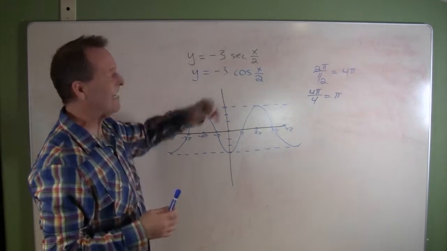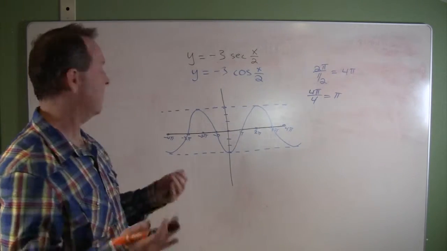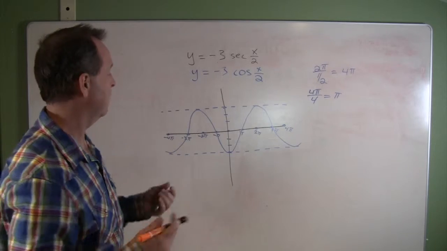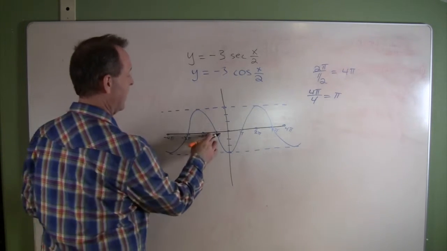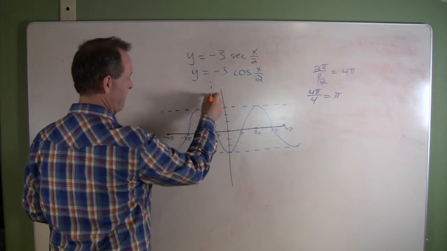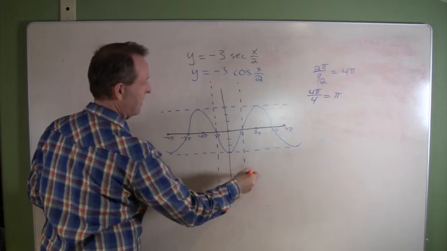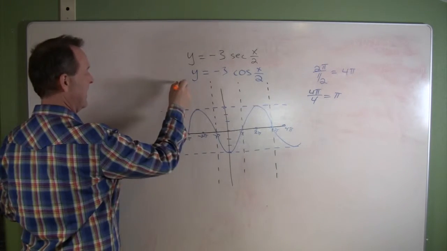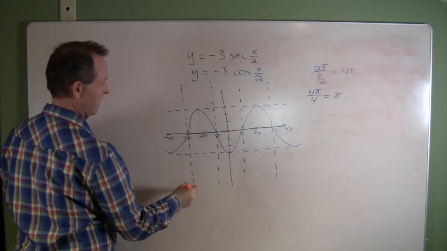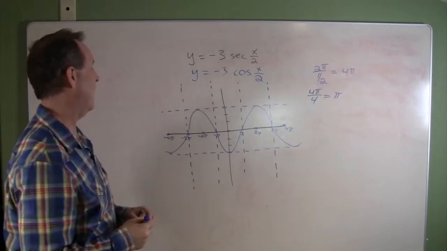So to find the secant function of that, I want to go ahead and find where its vertical asymptotes are. And vertical asymptotes are where our cosine value equals 0. So I have here at pi, 0, pi, looks like 3 pi, and over here at -3 pi. So there I have some indications of where my vertical asymptotes are.